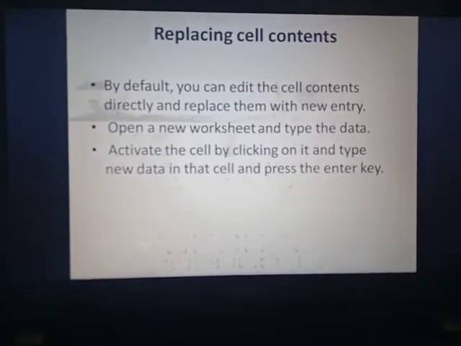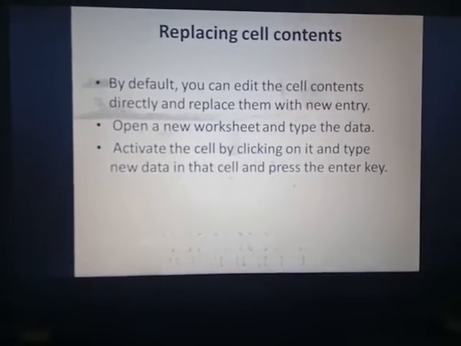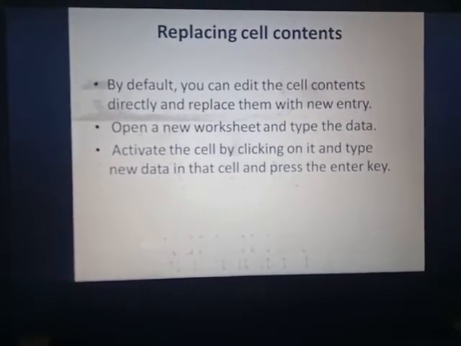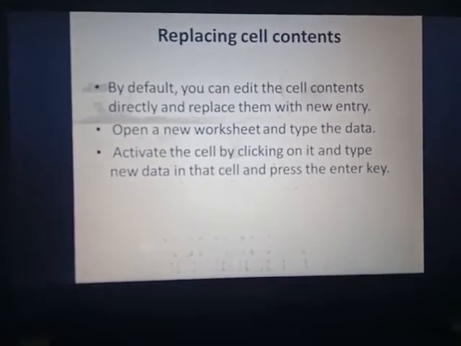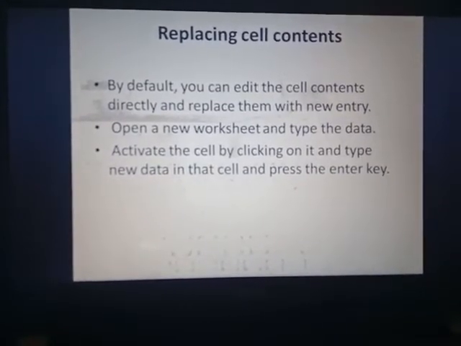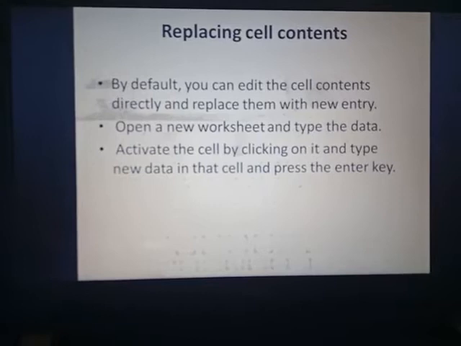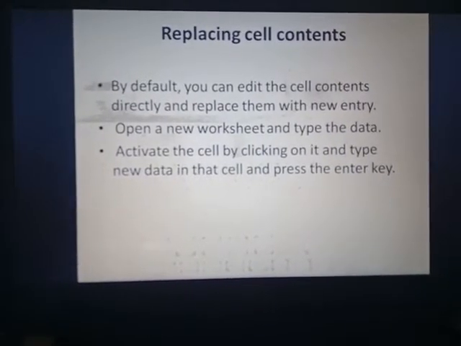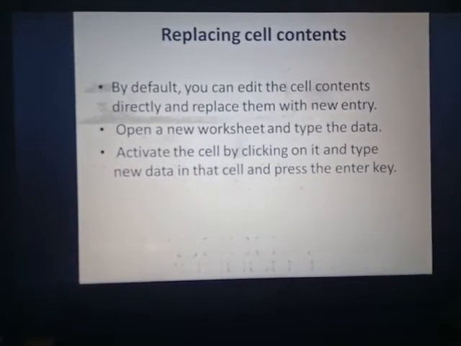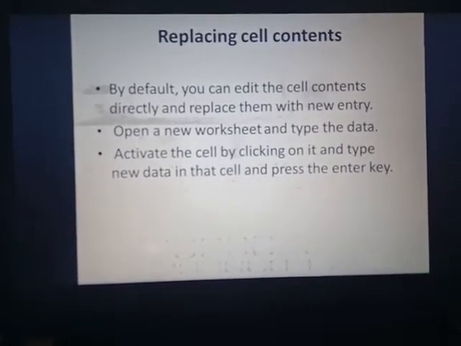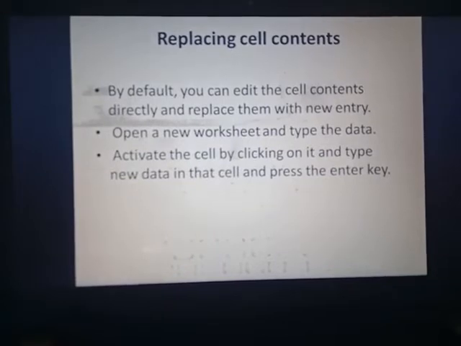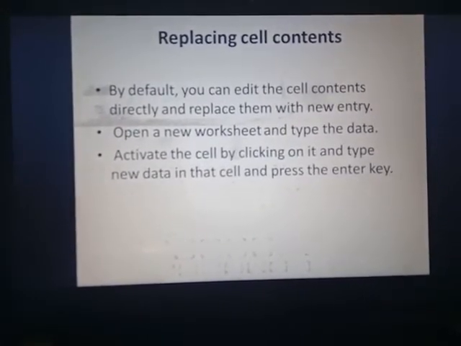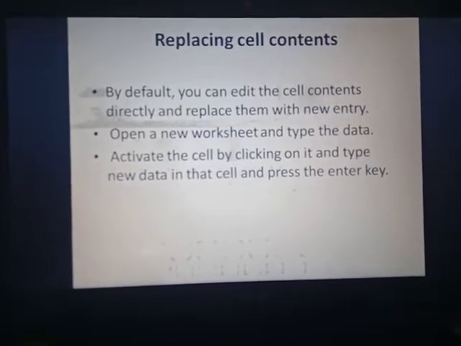We have to open the particular worksheet, and by clicking on that cell it will become the active cell, and we can override the data. That particular cell content will be overwritten. It will not give you the edit mode. This is the replacing of cell content. That means you have to go to the particular cell and start writing. It will overwrite it. The previous data will be removed by itself and replaced by the new data.